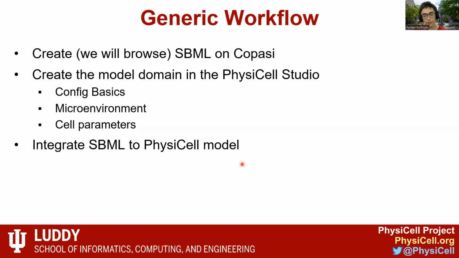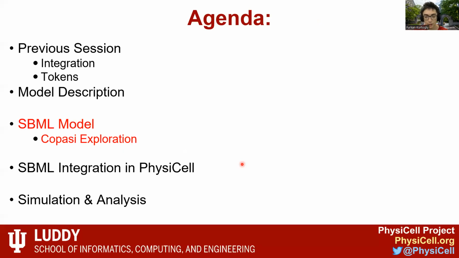So usually in a generic workflow, we create the SBML first, because we are looking for our specific SBML. Then we create our model domain in PhysiCell Studio, and then we integrate this SBML into the PhysiCell model. At this moment, we don't have any user interface in PhysiCell Studio for libRoadrunner, but it is one of the things on our table.